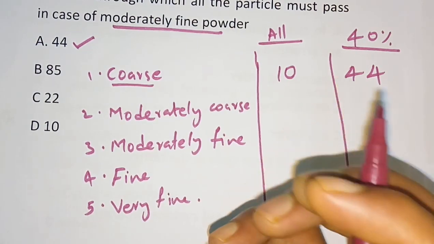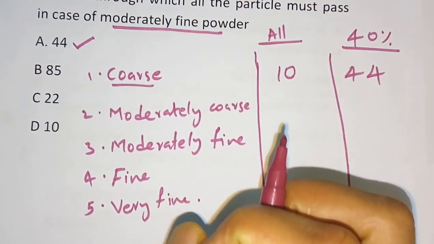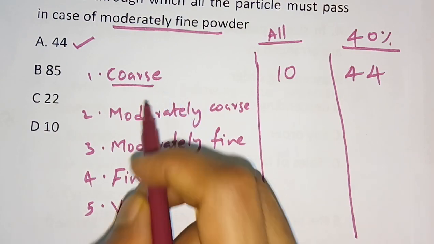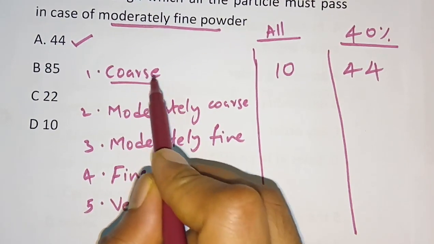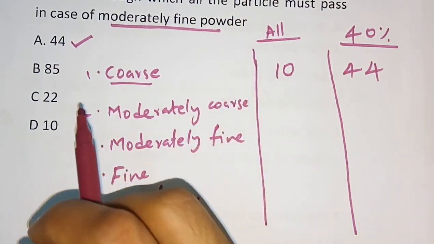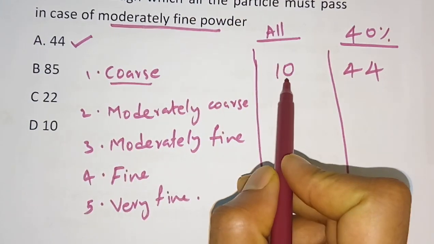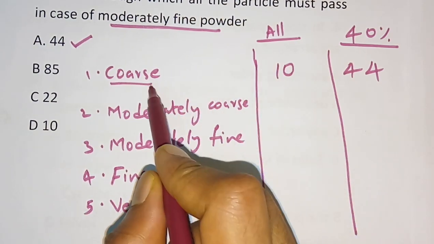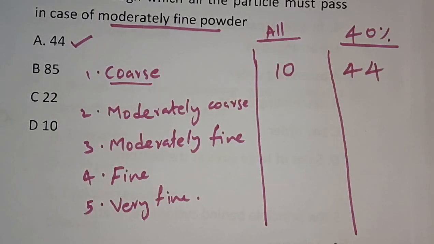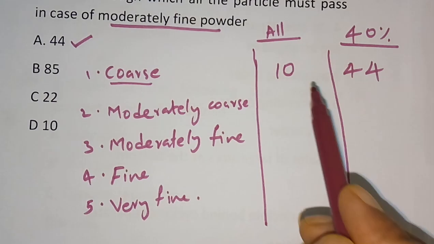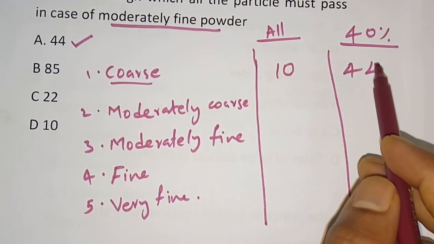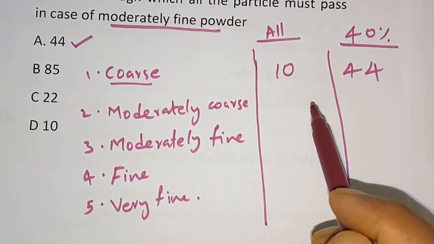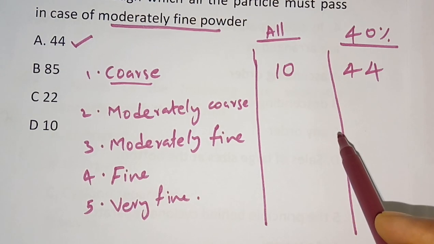That means we got one powder and it is said to be coarse. For proving that, we should pass the powder that we got through sieve number 10, so that all the particles go through that sieve, and also we should pass that same powder through sieve number 44. Minimum 40% of the powder should pass through that one.